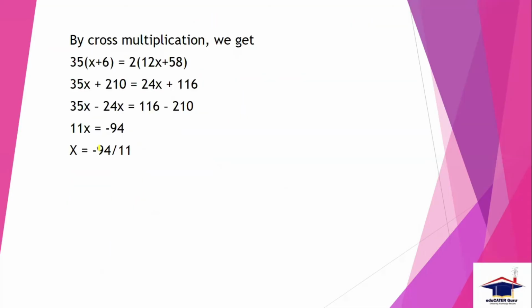So you will get 35x plus 210 is equal to 24x plus 116. 35x minus 24x equals 116 minus 210. Here we have taken all the x in LHS side, and the numerical values on the right hand side. So 35x minus 24x is 11x is equal to minus 94. 116 minus 210 is minus 94. Hence, the value of x is minus 94 divided by 11. Hope this is very clear to you all.